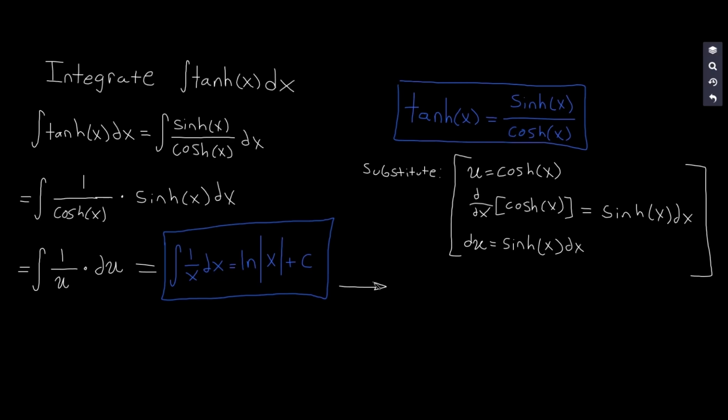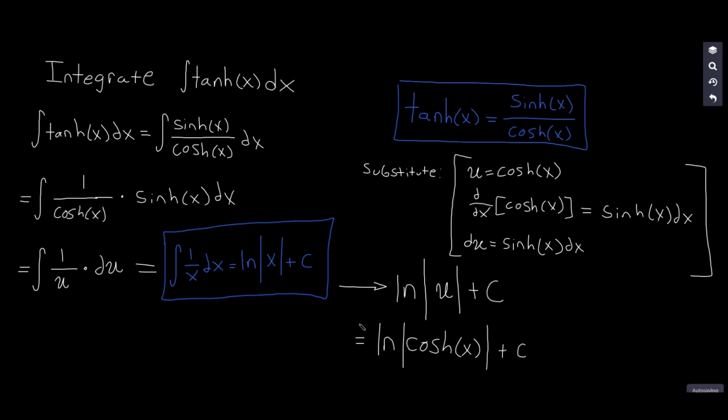We'll go ahead and apply this. So we get the natural log of the absolute value of u plus c. And then, of course, we're going to back substitute. So it's going to be the natural logarithm of what we set for u, which is cosh of x, plus c. And that's going to be our answer.